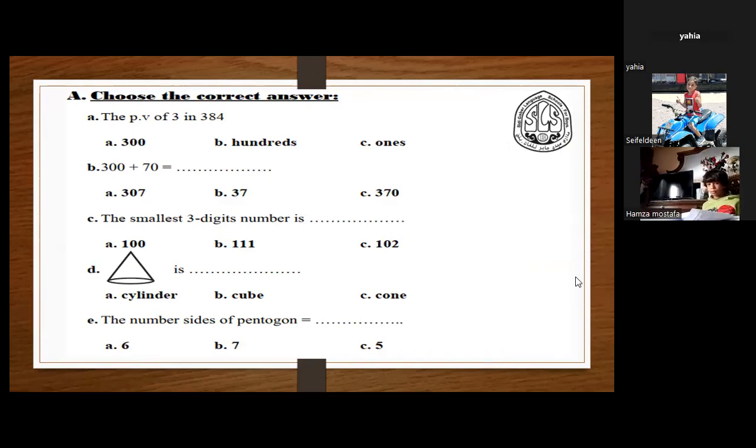Malik Muhammad? Yes, miss. Okay, you can see? Yes. I want you to choose the correct answer. The first one, I want the place value of 3 in this number, 384. Will it be 300 or hundreds or ones? Hundreds. Excellent. So I will choose hundreds. Excellent, Malik.